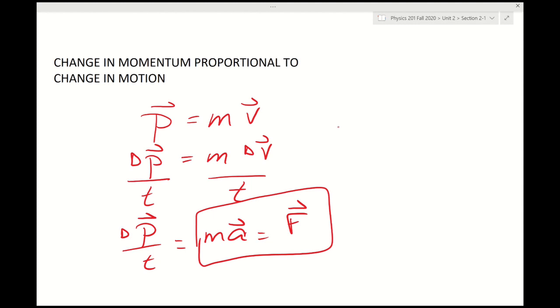The idea of a change in momentum is oftentimes listed as a J, but this is an impulse. This is called an impulse.